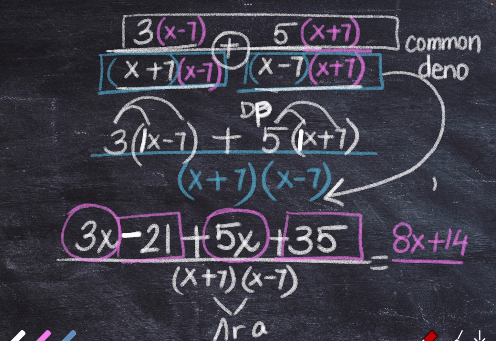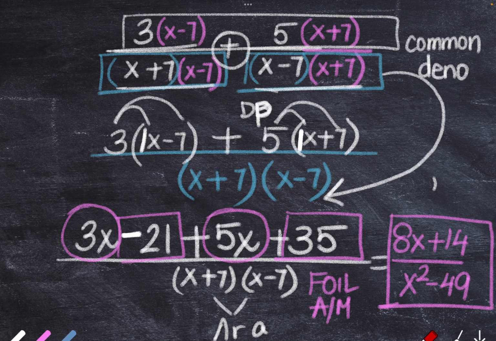And then at the bottom, I can do the area model, multiply it and write down my answer as x squared minus 49. By FOILing or area model, you should get this answer. So I cannot further simplify this answer. This will be the final answer for my question.